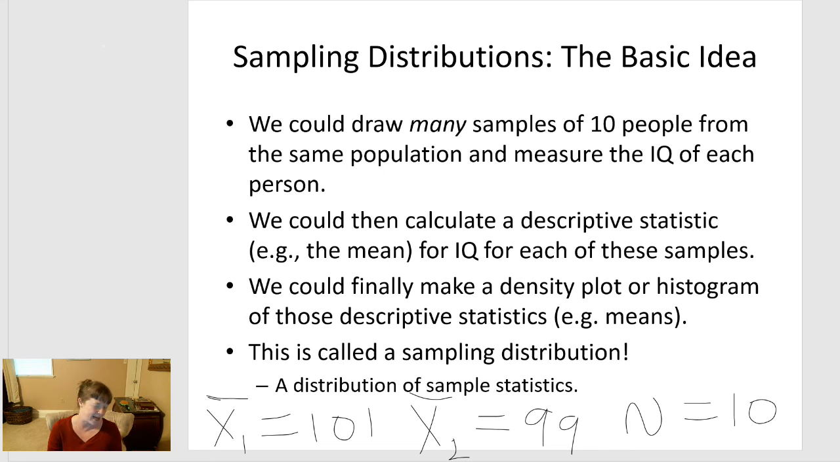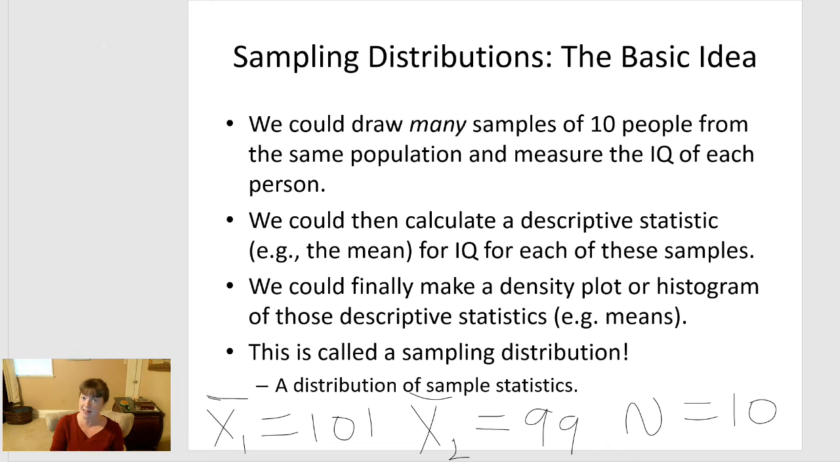Or I'm going to grab an infinite number of samples with 100 people in it. Or I'm going to grab an infinite number of samples with 3 people in each sample. Bottom line is you grab a sample of people, calculate some descriptive statistic for them, like the average, toss them back, and grab another sample of people with that same sample size, calculate the same descriptive statistic, like the average, and toss them back, and then do that infinity times. Infinity times? Yes, do it infinity times.